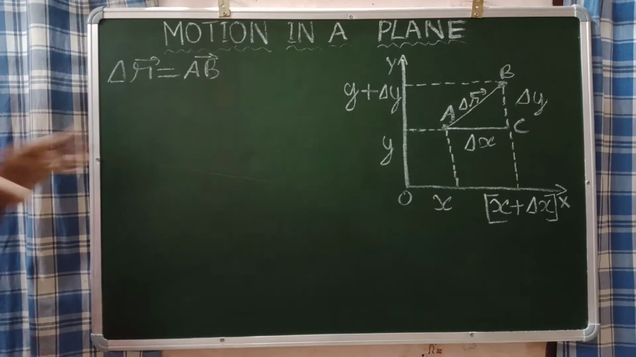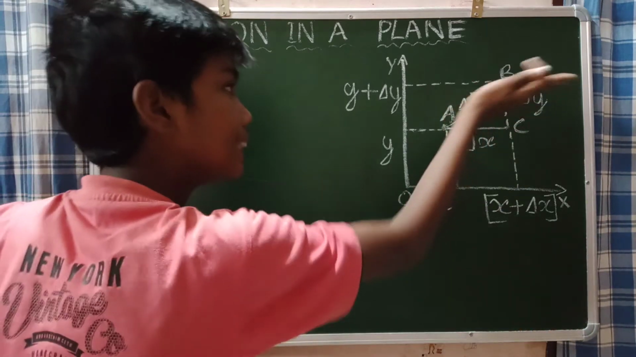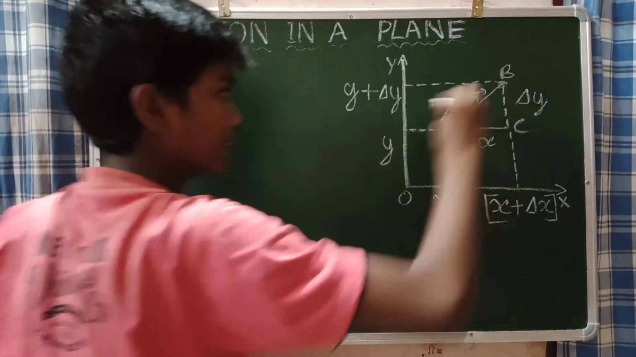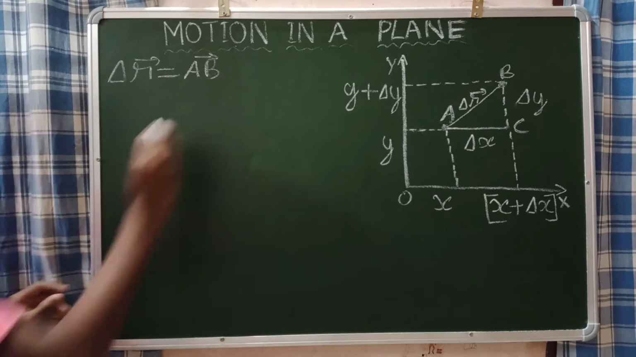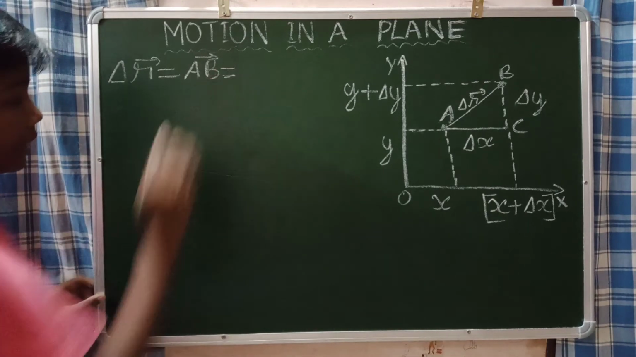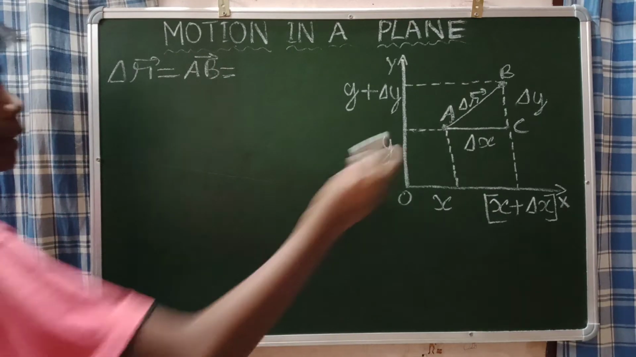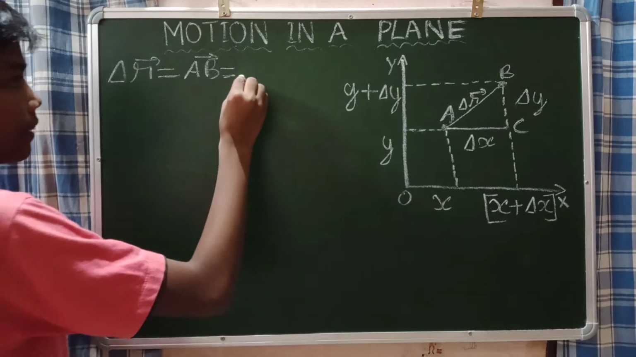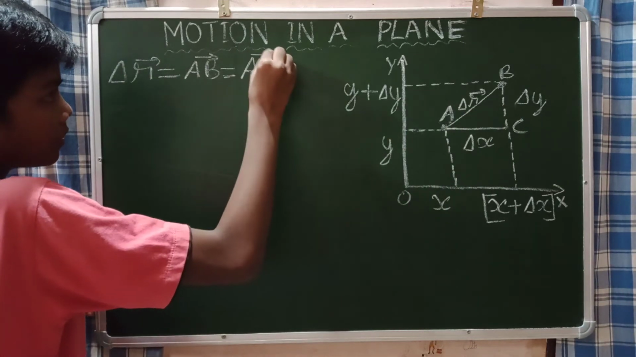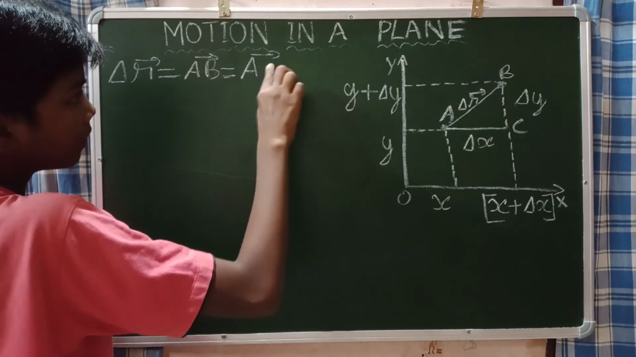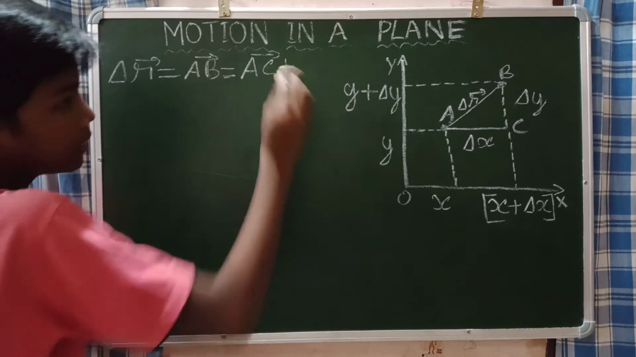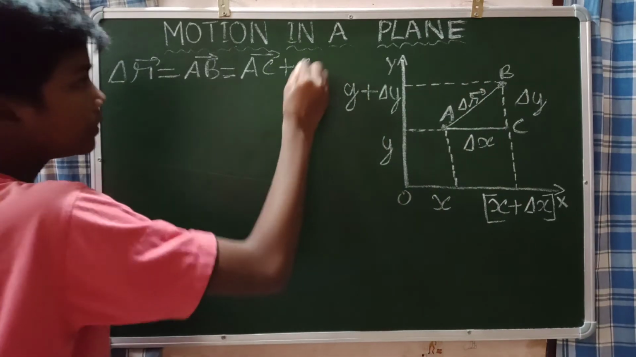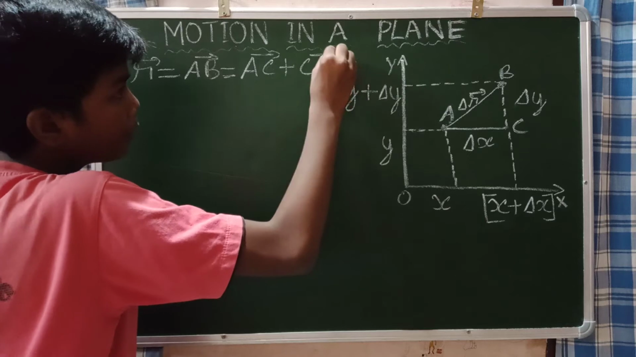AB vector, because I am representing this AB vector as only this delta r vector. So I am saying that it is equal to the AC vector plus this CB vector. That is all. What am I doing here?